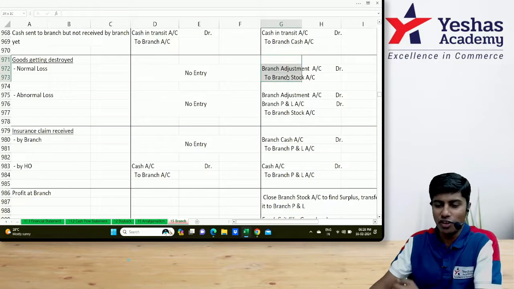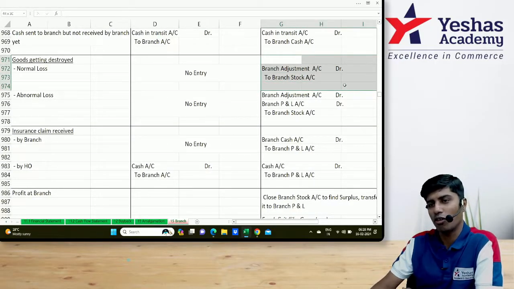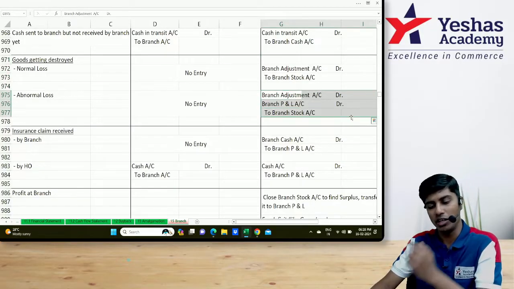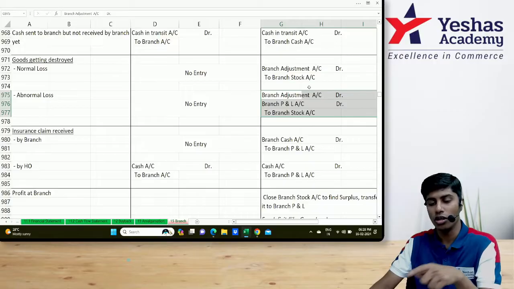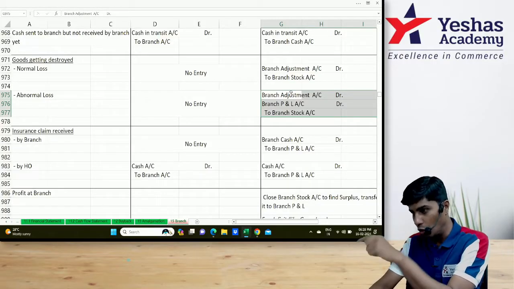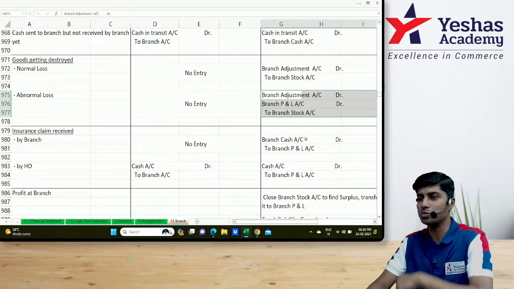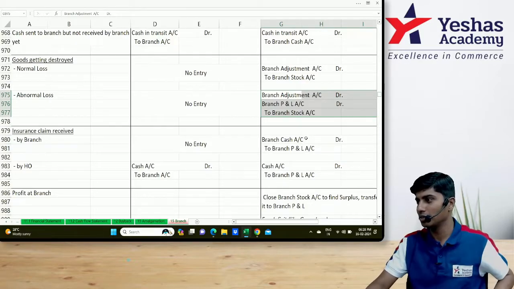Here see, for normal loss, branch adjustment to branch stock, full invoice price. For abnormal loss, branch adjustment debit, P&L debit to branch stock: adjustment debit for load, P&L debit for cost, branch stock credit for invoice price. You are supposed to copy this into the notebook.